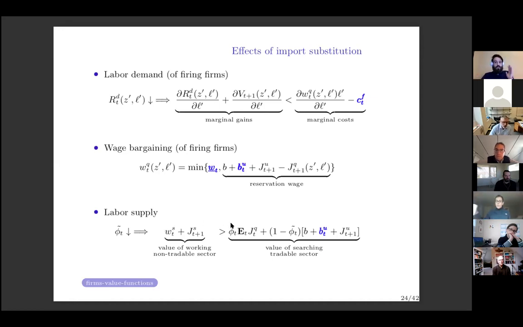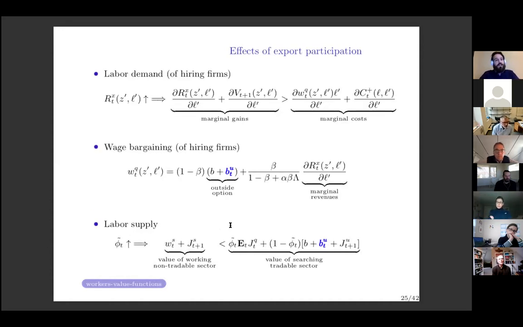But this is not, of course, the only mechanism in place. There is the other side of the coin, which has to do with firms that are actually expanding. For those firms, the marginal revenues are going up, simply because they can participate in the foreign market, or they can expand the export share of their output. The only way to reestablish equality in the labor demand condition is either by hiring new workers, so making the marginal gain from an extra worker lower, or by slowly increasing their marginal cost, meaning renegotiating wage output.